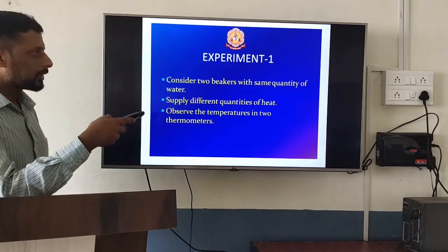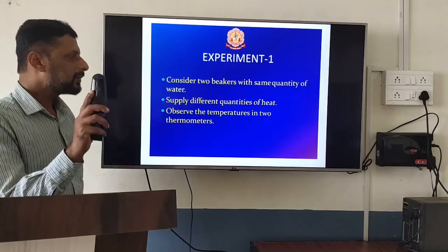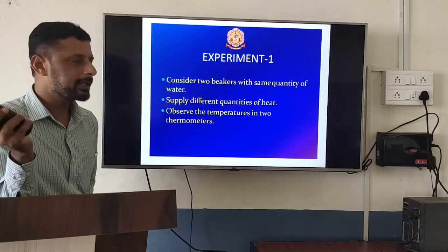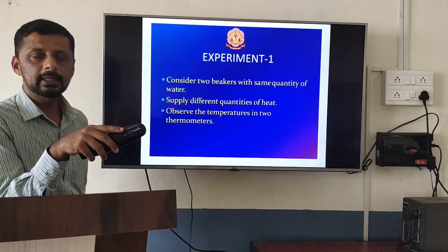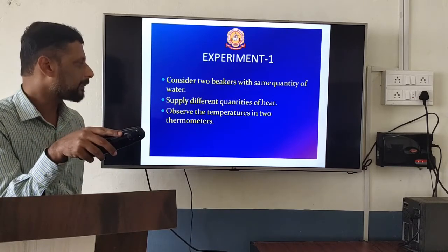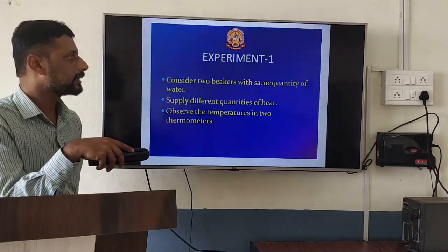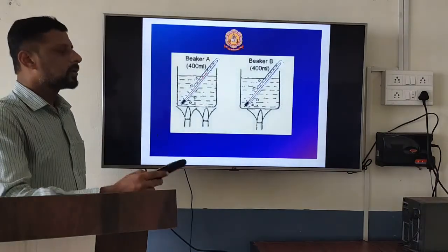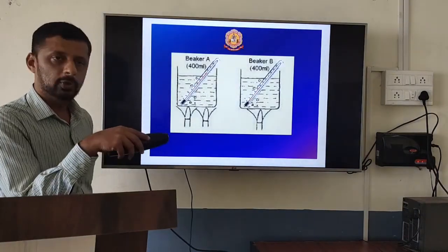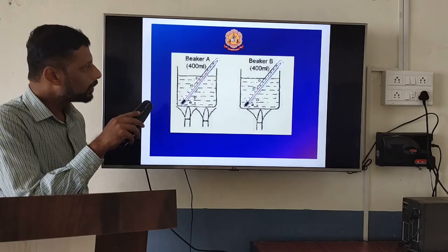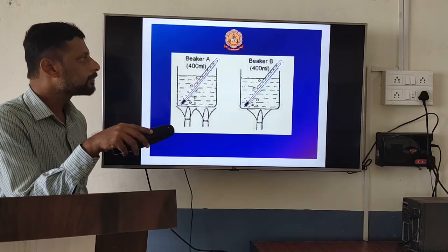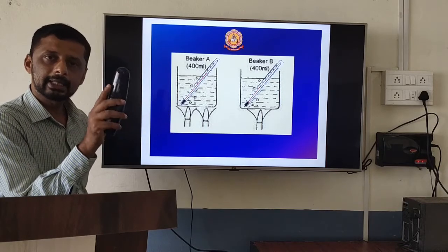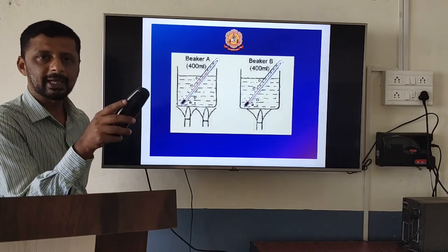First one, consider two beakers. Both the beakers contain the same quantity of water. On those two beakers, different quantities of heat energy are supplied. Then what will happen? Observe. The diagram shows two beakers. Both the beakers contain an equal quantity of water, that is 400 ml, and both contain a thermometer which is used to measure the temperature.